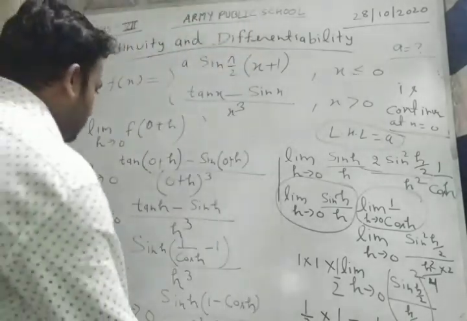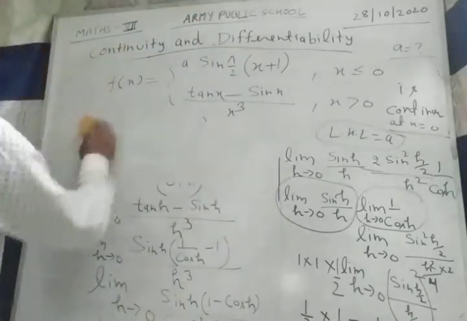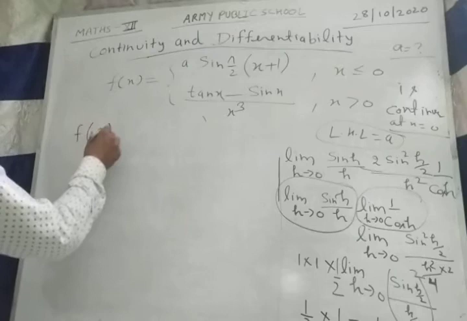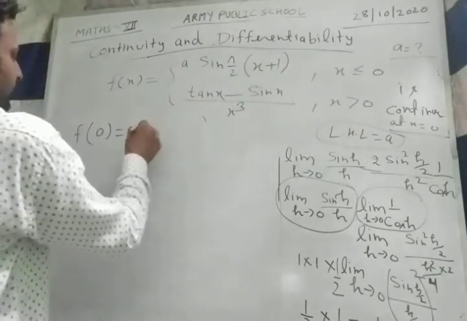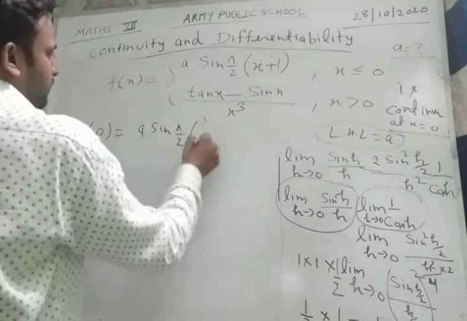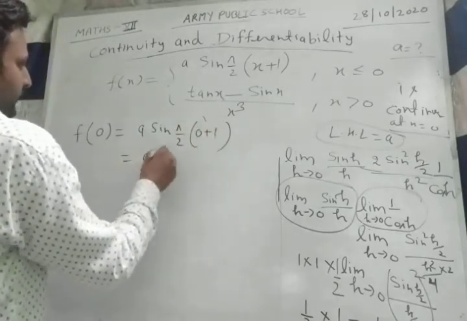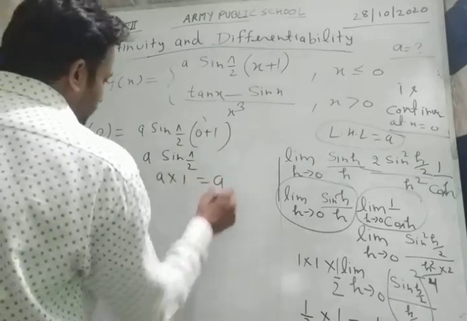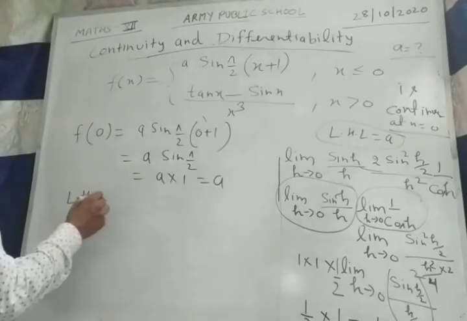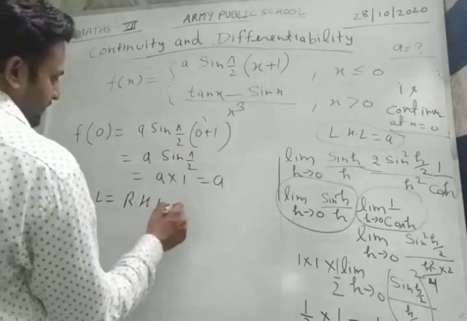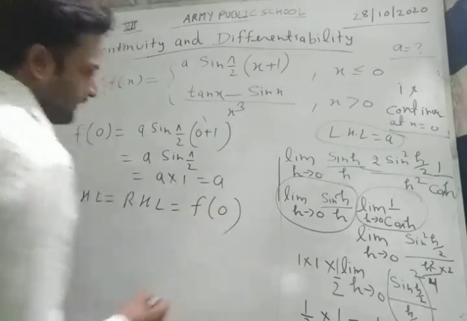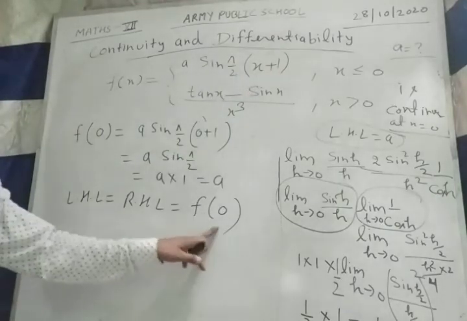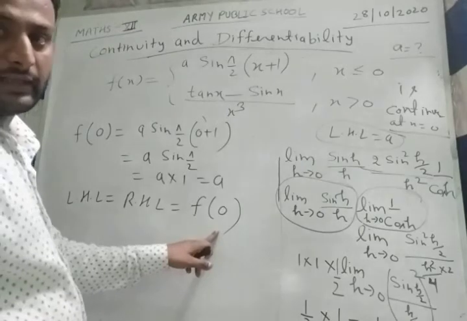Now, given that this function is continuous, we will find the value of the function. At x equal to 0, the function is a sin pi by 2 into 0 plus 1, so a sin pi by 2, which is a into 1, equal to a. So left hand limit, right hand limit, and the value of the function at x equal to 0 are equal, because this function is continuous.